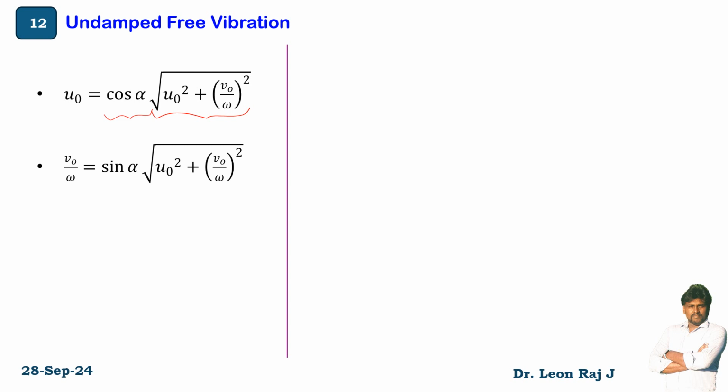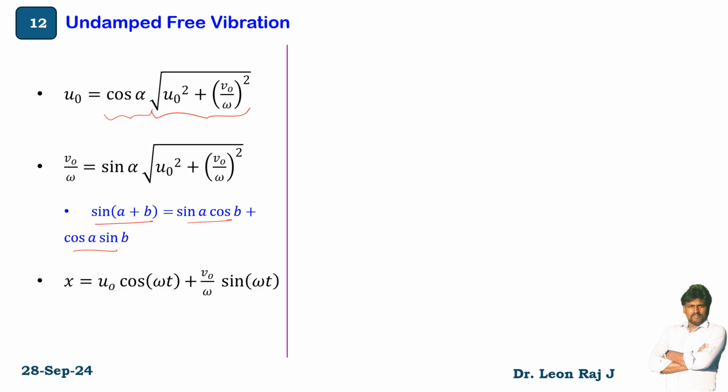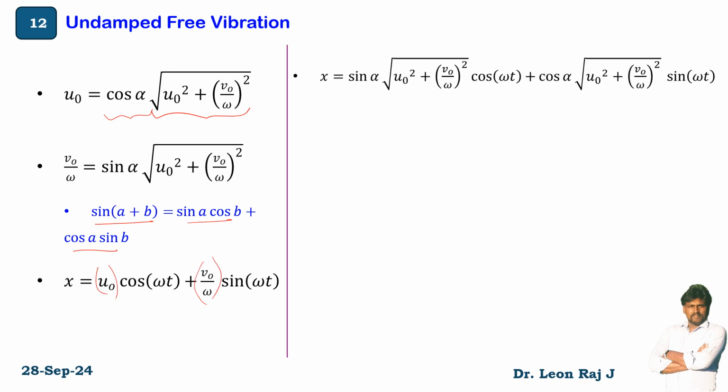So v0 by omega is equal to sin alpha into square root of u0 square plus (v0 by omega) whole square. So using your simple mathematical formula, sin(a plus b) is equal to sin a cos b plus cos a sin b, this is your initial response. By substituting this u0 and v0 by omega with the respective equations, your x response looks like this. So this is your u0 and this is your v0.